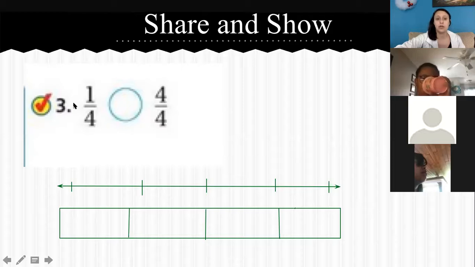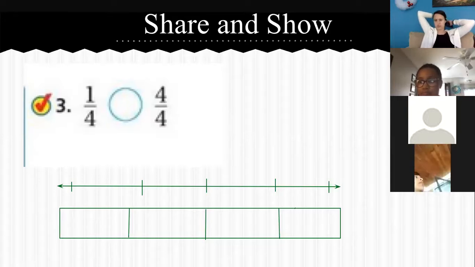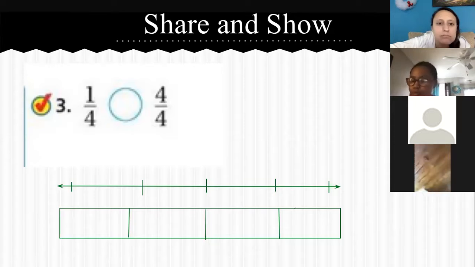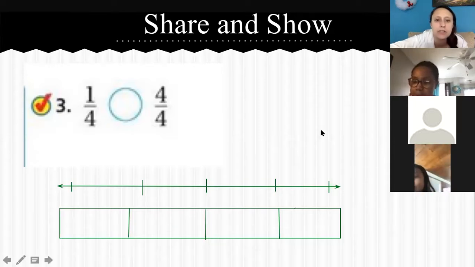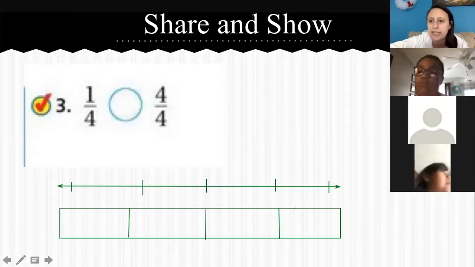Okay, so we've got to find 1/4. I want you to make 1/4 on whatever you chose to do, whether it be the number line or the fraction bar. Do 1/4. And then I want you to hold it up so I can see it.